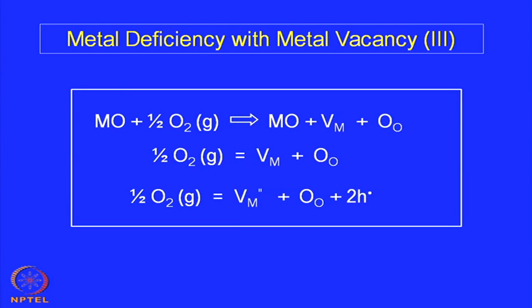So, the final reaction is like this, once again half O2 gas going to the metal vacancy, and then a lattice site of oxygen and two holes. That is the ultimate result, and these are the different steps by which one can understand why we are writing this.